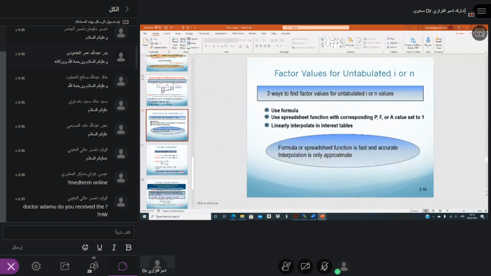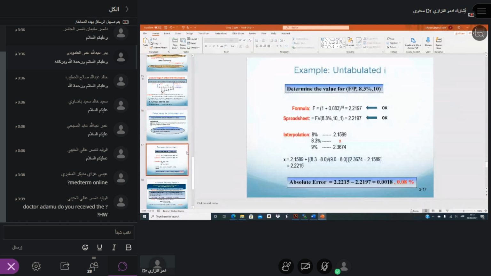Sometimes you'll be asked to find I or N that is not tabulated. So in this case, it is easier for you to use the formula or just use the spreadsheet function. I prefer using the spreadsheet function for calculation.